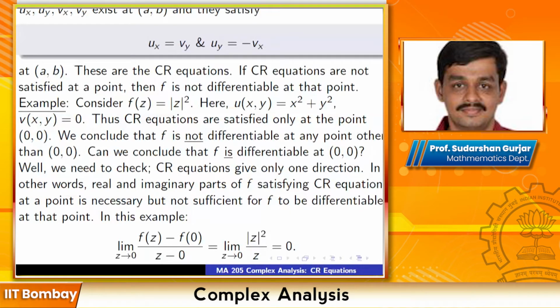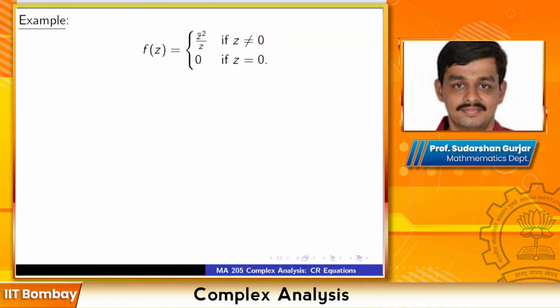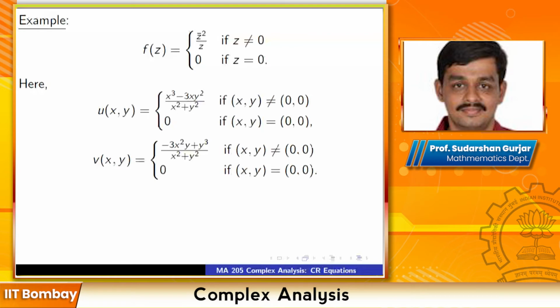Okay, let's move on. So let's take another example. f(z) is equal to (mod z)squared upon z-bar for z not 0, and 0 if z is equal to 0. So here again you can separate f into its real and imaginary parts. That's a straightforward computation you can do on your own. So if you expand f into real and imaginary parts, you get u(x, y) equal to whatever I've written, and v(x, y) equal to whatever I've written.